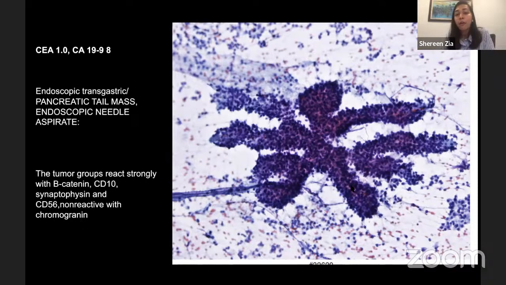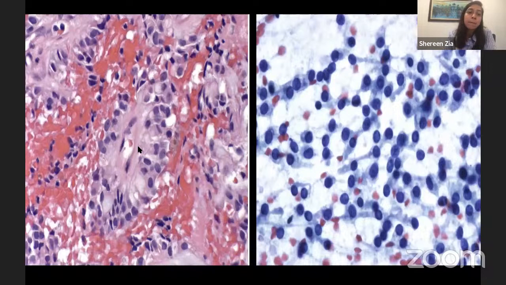The cells were forming in the pancreatic tail cystic cell mass cells. When they were evaluated, they were forming these papillary excrescences, and they stained strongly with beta-catenin, CD10, synaptophysin, and CD56. So on the cell block, this is the pseudopapillary appearance of those cells. They are on the periphery of these lesions.